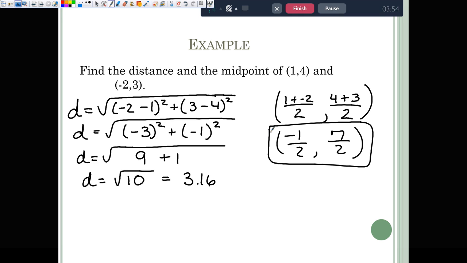If this was a line segment versus a set of ordered pairs, there would only be x values. So you'd only do this with the x values. Okay? Because on a number line, there's not y values, there's only x values.